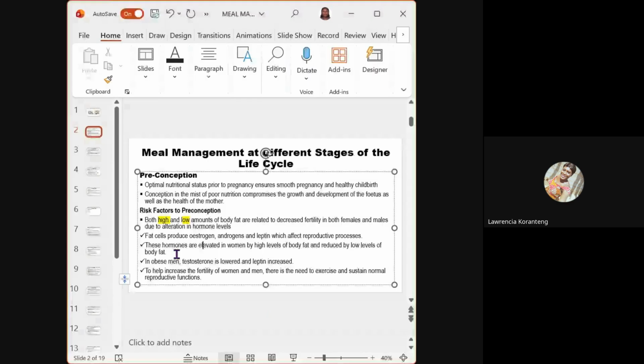Provide all essential nutrients at recommended levels of intake in the diet. Provide sufficient dietary fiber. When somebody is pregnant, they should eat a lot of fiber so that they don't get constipated. Include 9 cups of fluid daily. They will say to stay hydrated. Exclude alcohol and limit coffee intake. That is what we are saying when you are planning a meal for a pregnant woman.